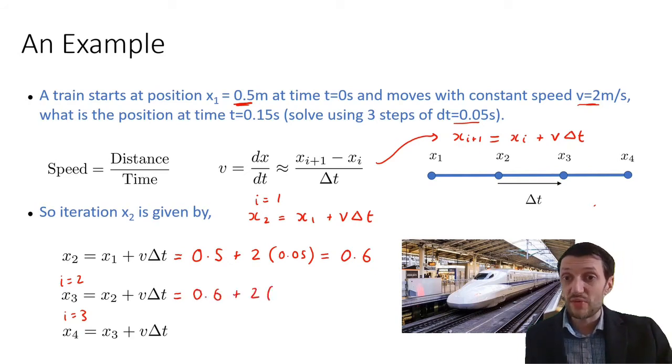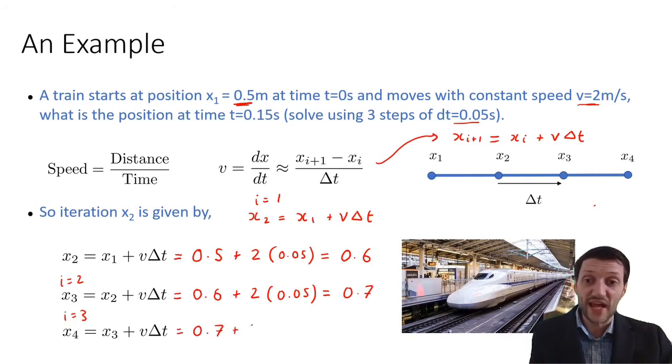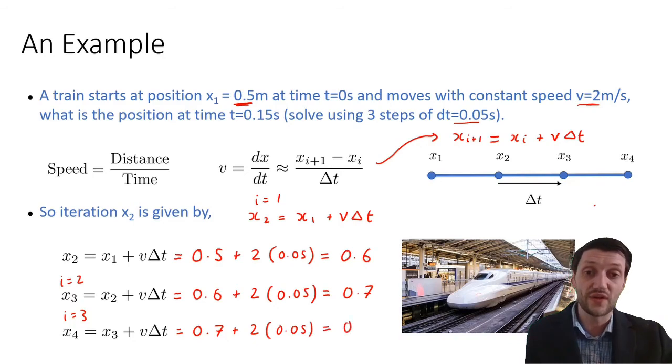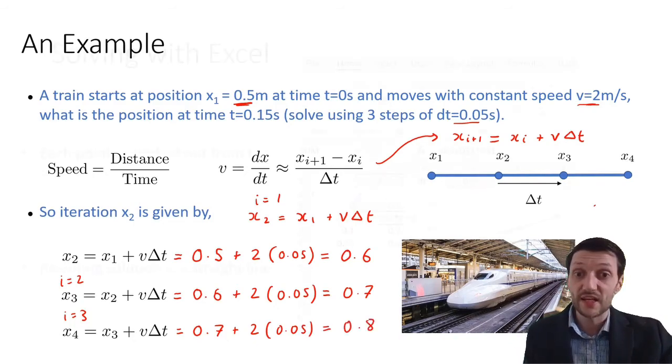To get a value at x3, we do the same thing again. We take 0.6 and add a small increment to it, 2 times 0.05, and we get 0.7. And then finally, to get a value at x4, we use the value at x3 and add 2 times 0.05 to it and get the value 0.8. Okay, so that's the technique.